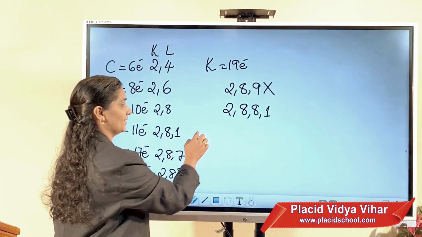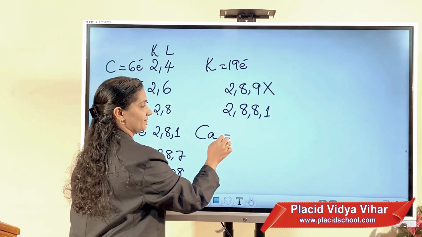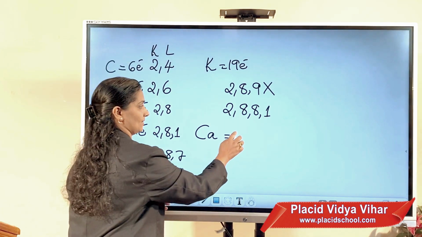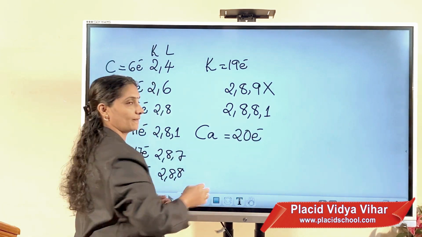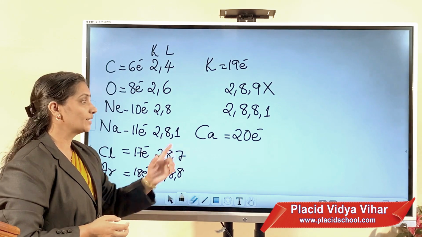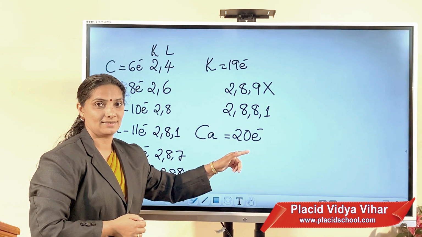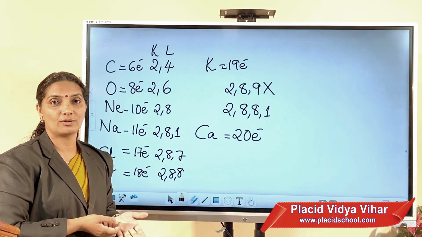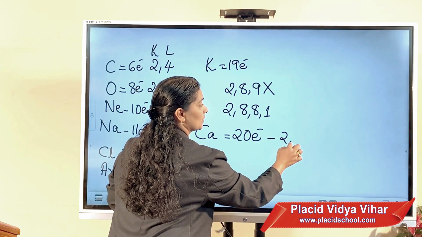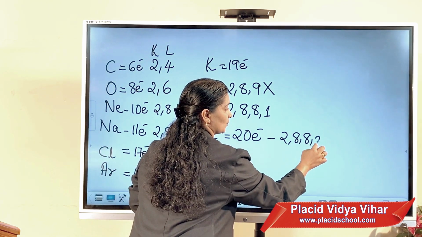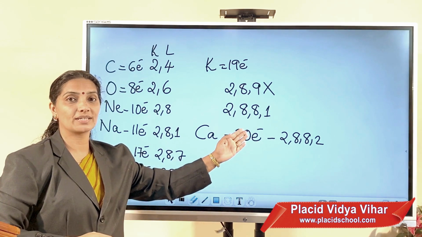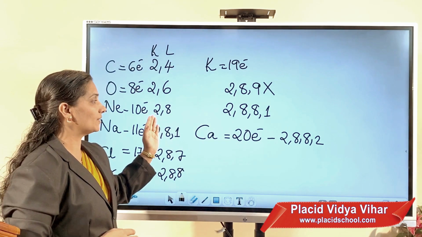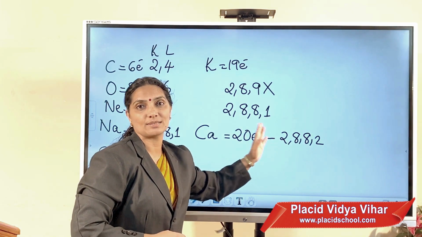Consider one more example. Calcium. Calcium is the next element. It has 20 electrons. The expected configuration is 2, 8, 10. But as it violates the Bohr-Bury rule, we change the electronic configuration to 2, 8, 8, 2. So this is the correct configuration of calcium. In order to follow the Bohr-Bury rule, we take one more shell for calcium also.